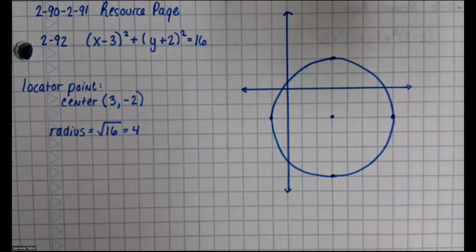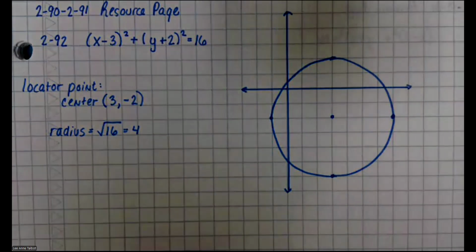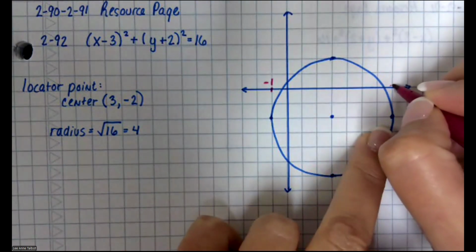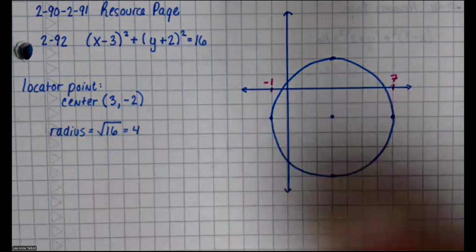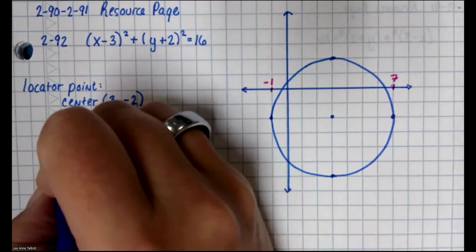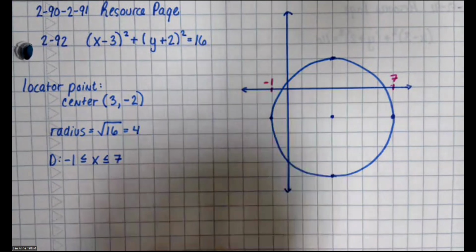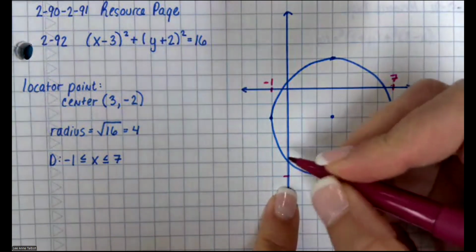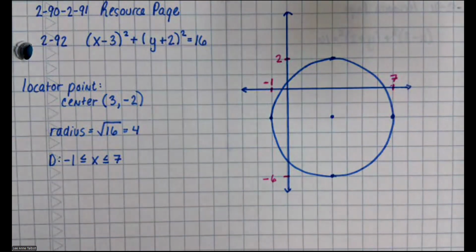Anyway, okay. Now, you know how I gave you that horrible, horrible formula for domain and range? Let me show you what to do instead of that. What you're going to do is just figure out that this is the left and this is the right. So -1 is less than or equal to x is less than or equal to 7. And then you're going to figure out what is the bottom and what is the top.